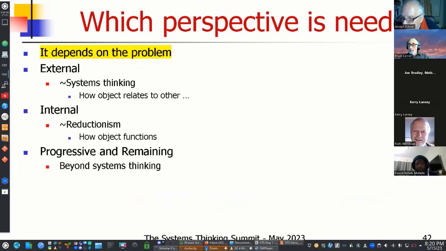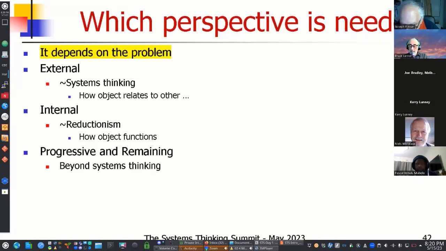So which perspective is needed? Well, it depends on the problem. If the problem is external, then we use systems thinking and how the object relates to the other parts. If it's an internal problem, we use reductionism. You have to look at how the object functions.